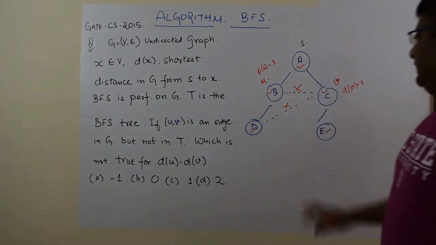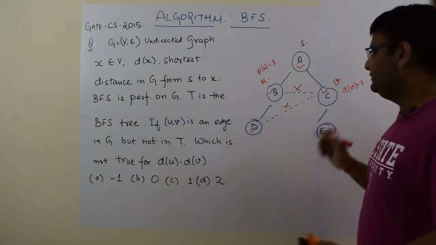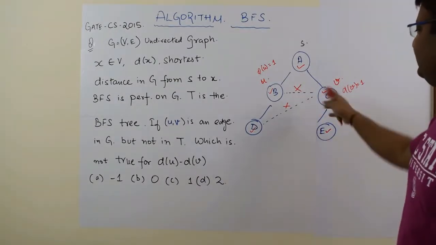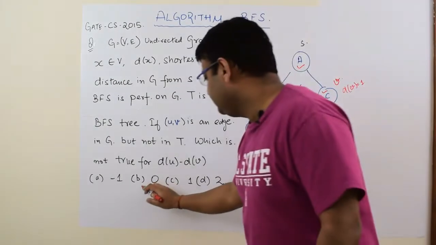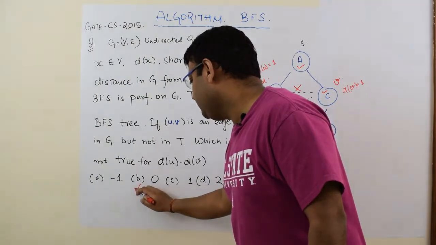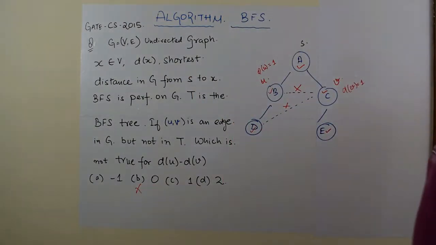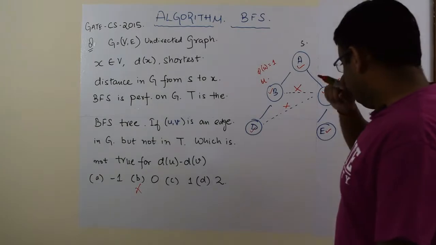And u comma v is not there, so what will be my du minus dv? So du minus dv will be 0. This means this is not my option because it is possible. Okay, fine.